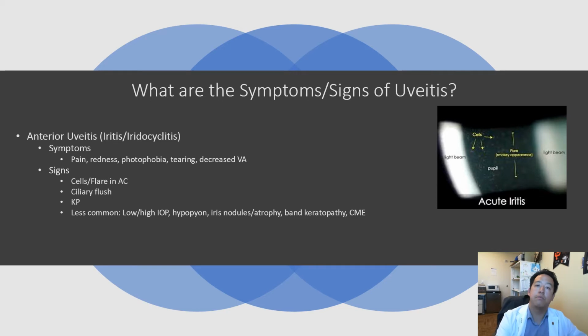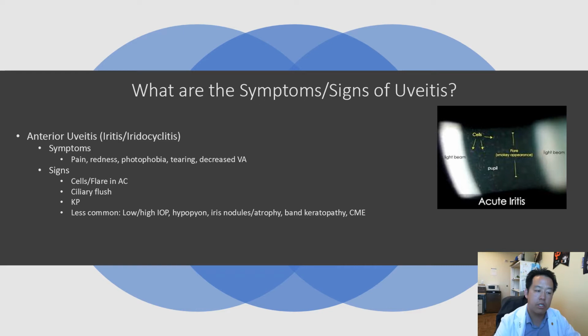Now, what are the symptoms and signs of uveitis? Well, let's start with anterior. Symptoms of anterior uveitis include pain, redness, photophobia, tearing, and decreased vision. During slit lamp, you'll see the characteristic signs of the cells and flare, ciliary flush, keratic precipitates. That's kind of how you know if it's granulomatous or non.